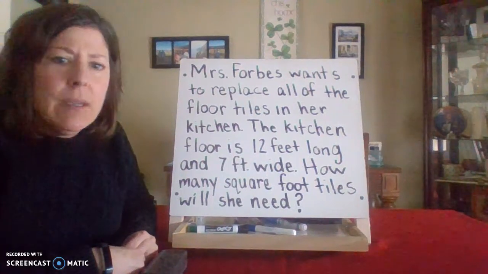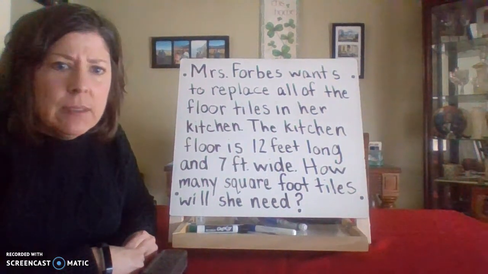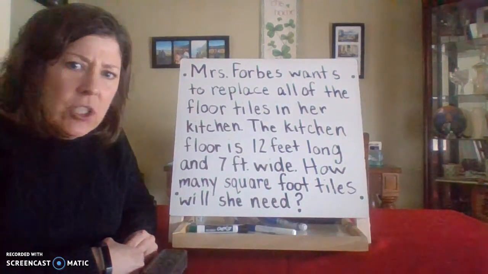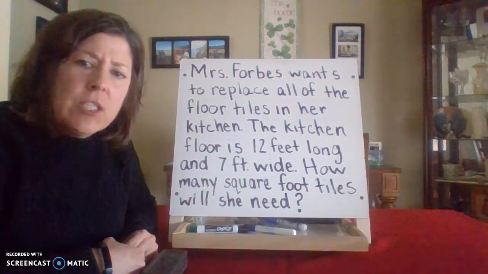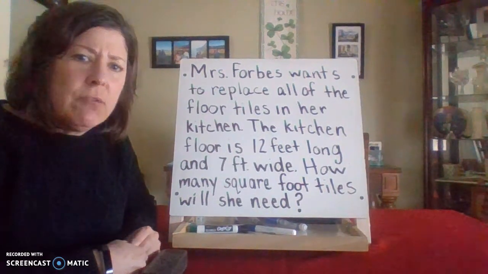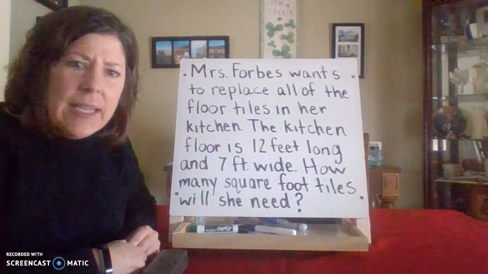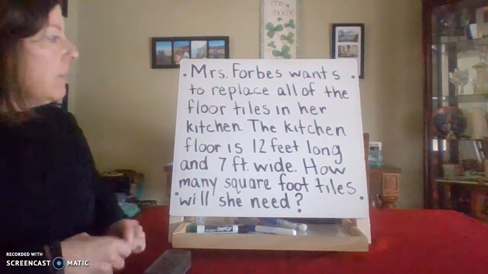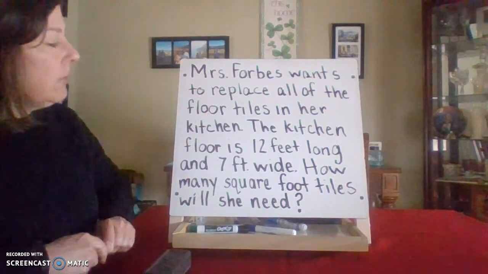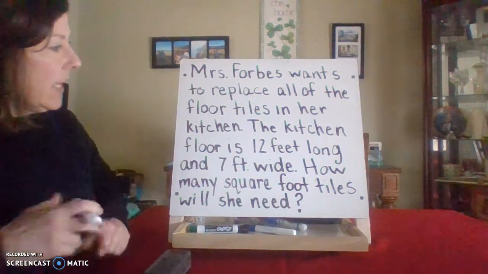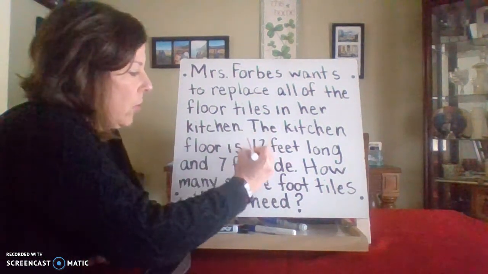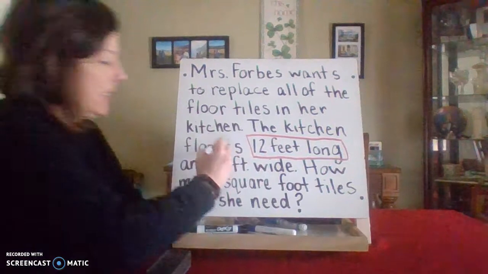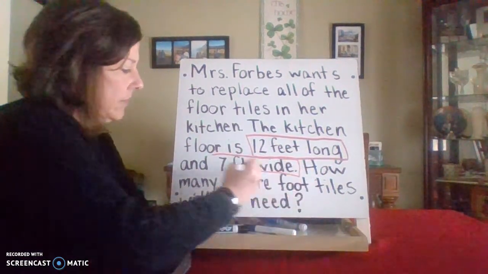I want you to think about what's going on in this problem. Mrs. Forbes is putting square tiles in her kitchen, and her kitchen is 12 feet long and 7 feet wide. So I'm going to read it again, and I'm going to start annotating the important information. Mrs. Forbes wants to replace all of the floor tiles in her kitchen. The kitchen floor is 12 feet long and 7 feet wide.